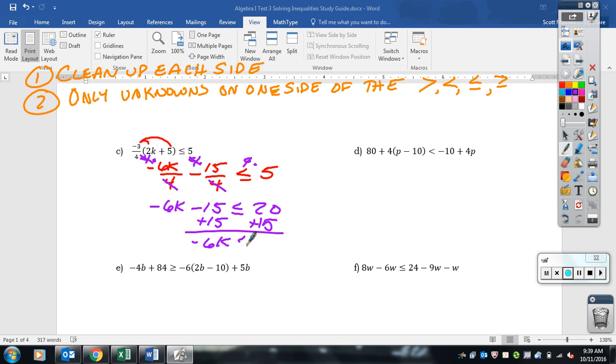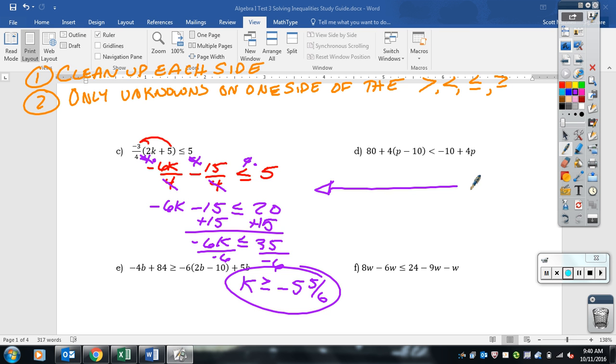Negative 6k is less than or equal to 35. Divide by negative 6, divide by negative 6k. This is negative 5 and 5/6. And since I divided by a negative, this symbol again flips. It's fractions, which is not nice. When I have fractions, I tend to like to go by fractions, negative 5 and 5/6. That means this is negative 5 and 4/6. That means this is negative 5 and 6/6. Well, 6/6 is 1, which is negative 6.